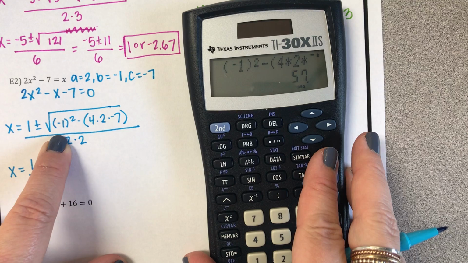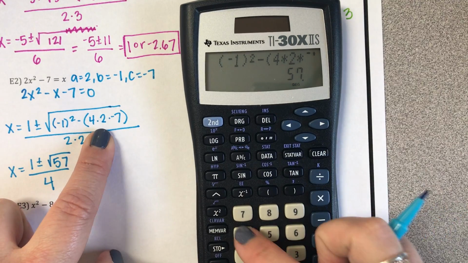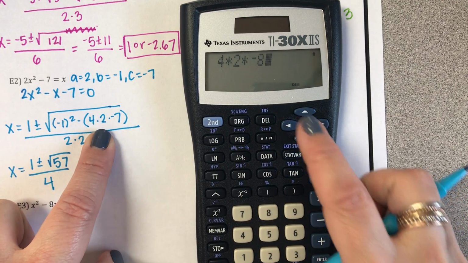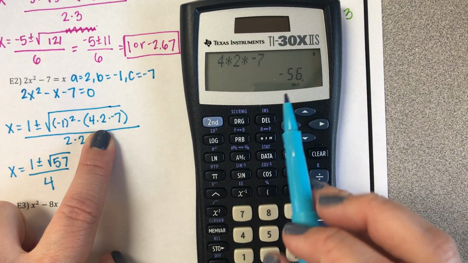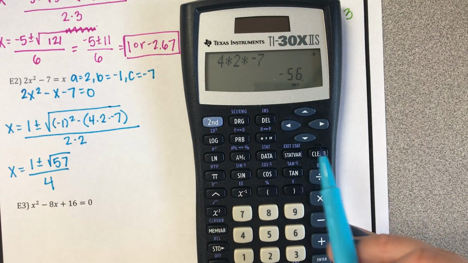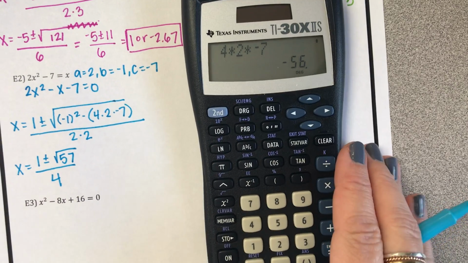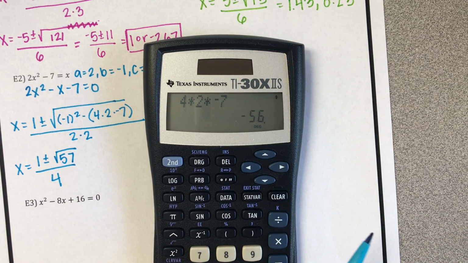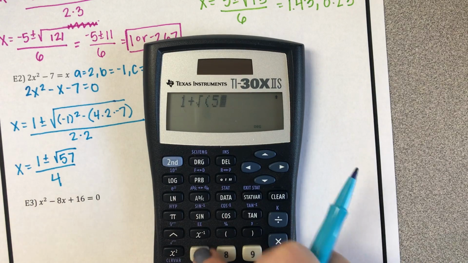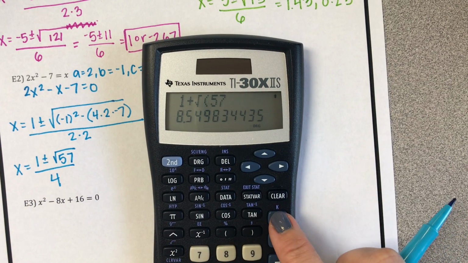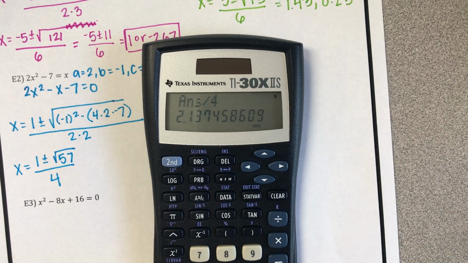Okay, I'm going to double check it. This is 1, right? And then 4 times 2 is 8 times negative 7 would be negative 56. And then I'm subtracting negative 56, which is why it's so big. It's positive 57. So on my calculator, I can now do 1 plus the square root of 57 and then divided by 4 and get 2.14.